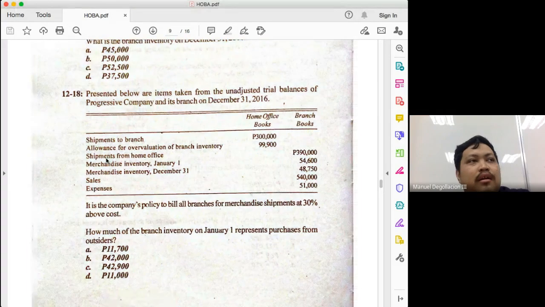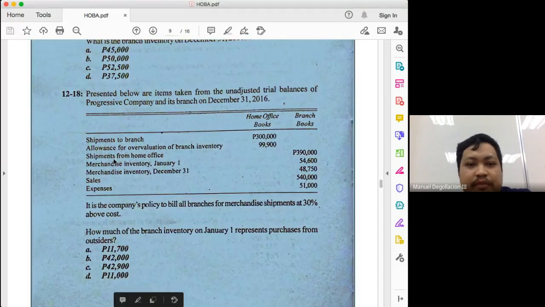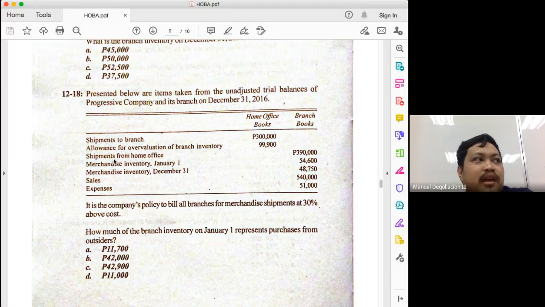So going back, the cost of the inventory that came from the home office that formed part of our beginning inventory is 33,000. But it's incorrect to say that out of our total beginning inventory of 54,600, 33,000 came from the home office. Because again, the valuations in the books of the branch is at bill price. So the amount included in the 54,600 should be the bill price. So you compute for the bill price of the 33,000 inventory.